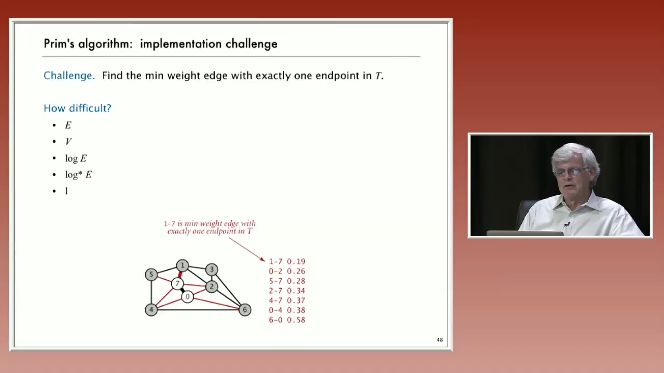Now, how are we going to implement Prim's algorithm? How are we going to find the minimum weight edge with exactly one endpoint in T?